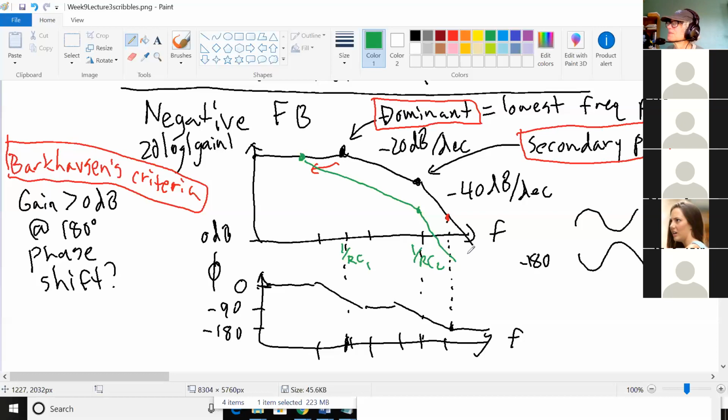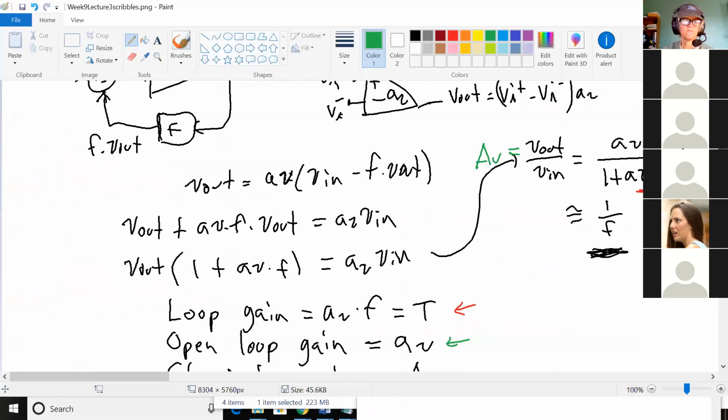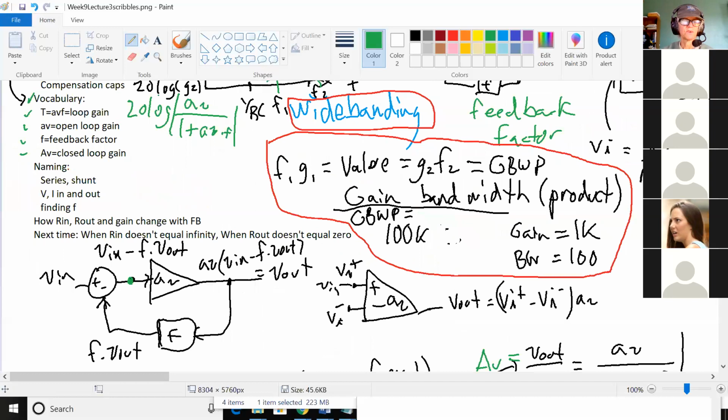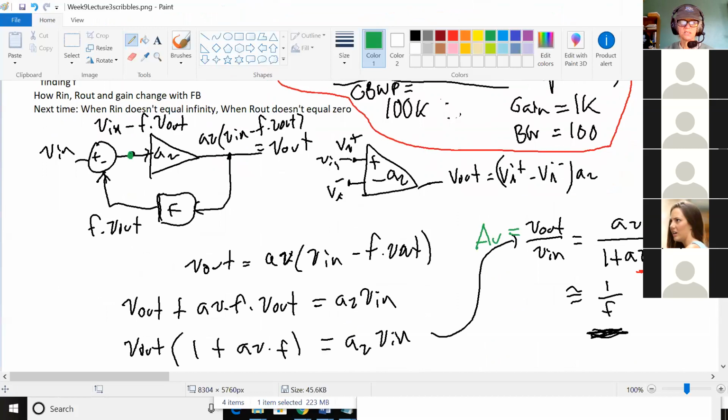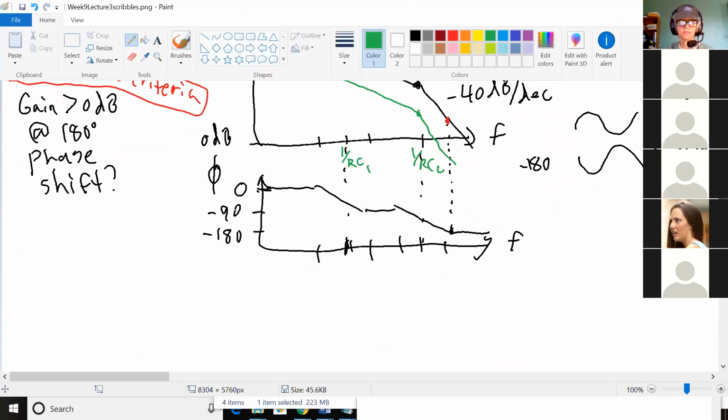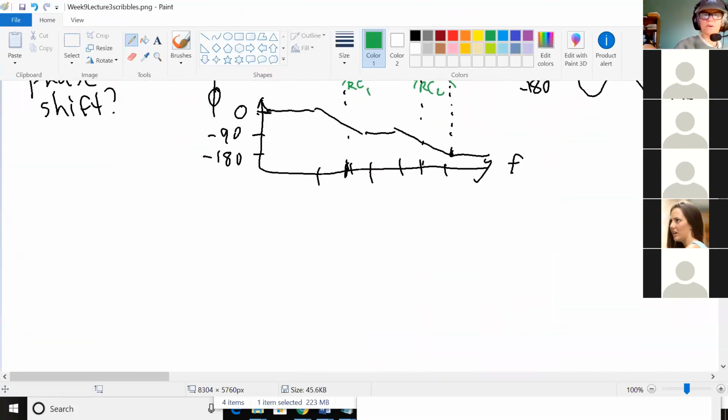Okay, questions there? Okay, so we'll save the series shunt stuff for next lecture because it works well with loading from the feedback. But let's look at an example here, and I'll try to draw really fast.